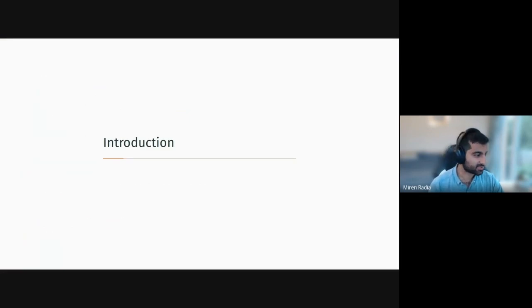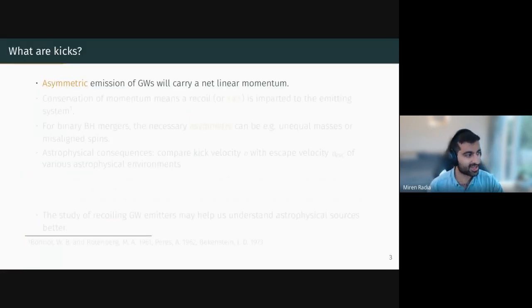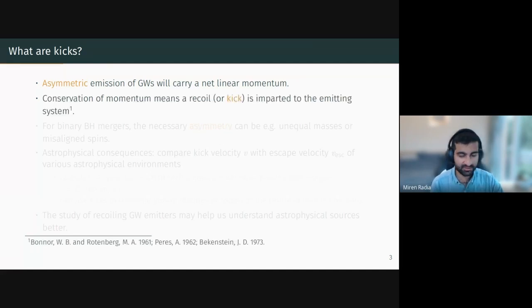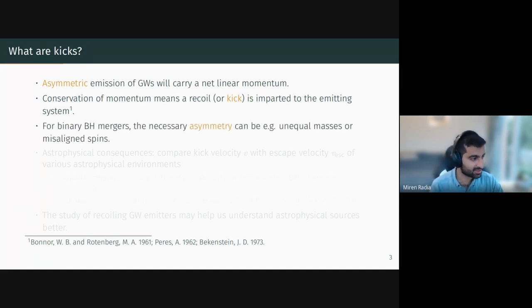So, the introduction. First of all, what are kicks? It's been known for a long time that gravitational waves carry energy and angular momentum, but the carrying of linear momentum by gravitational waves has been known for slightly less time. An asymmetric emission of gravitational waves can carry a net linear momentum, and because of conservation of momentum, basic physics you learn at school, if there's a net linear momentum in one direction, we have to have a recoil, or as we call it, a kick. This is imparted to the emitting system, which in our case would be black hole binaries.